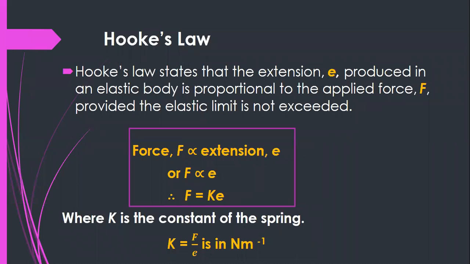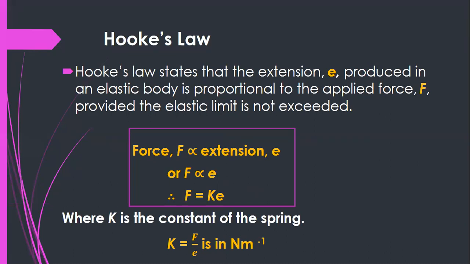According to Hooke's law, the extension E produced in an elastic body is proportional to the applied force F, provided the elastic limit is not exceeded. Then we have the mathematical representation of this law, giving us F is directly proportional to the extension E, and then F is equal to Ke, where K stands for the spring constant or the stiffness of the spring, or the type of spring that it is.